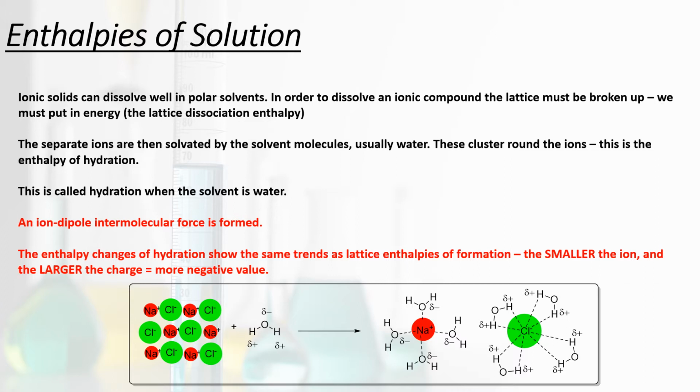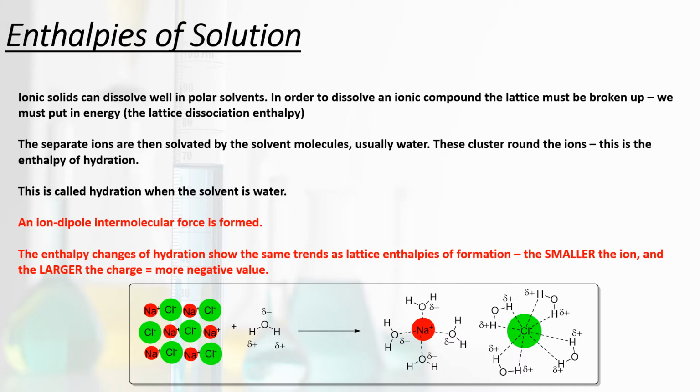Now the separate ions, in the case at the bottom here we have our sodium chloride lattice, the sodium cation and the chloride anion, are then solvated by the solvent molecules, usually water. And so these cluster around the ions. And in the previous video we talked about a definition of the enthalpy of hydration. And this is what this is, where we are surrounding these ions with water molecules. And so it's called hydration when the solvent is water. It's a hydration reaction, we would say.